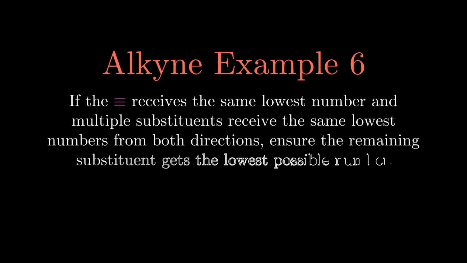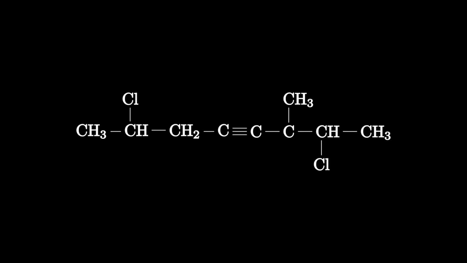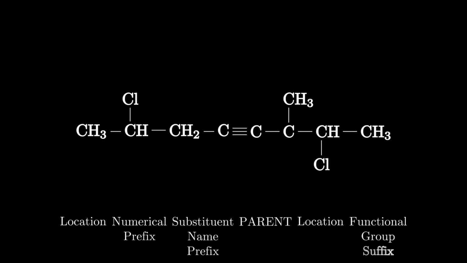If the functional group location is the same and the next substituent is also a tie, move to a third substituent to determine the proper direction that results in the smallest numbers. This is the last of the basic nomenclature molecules, so give it your best shot.